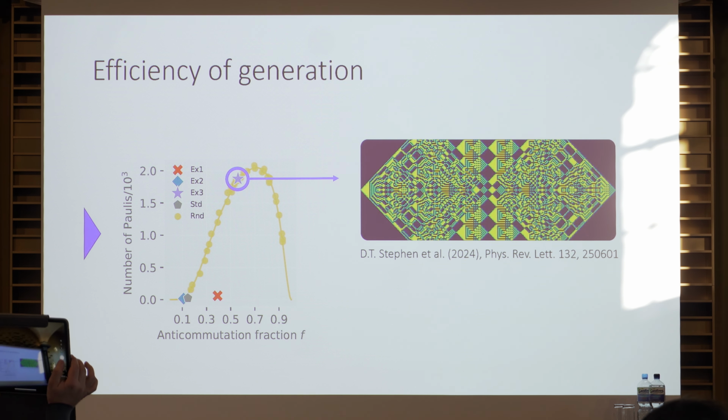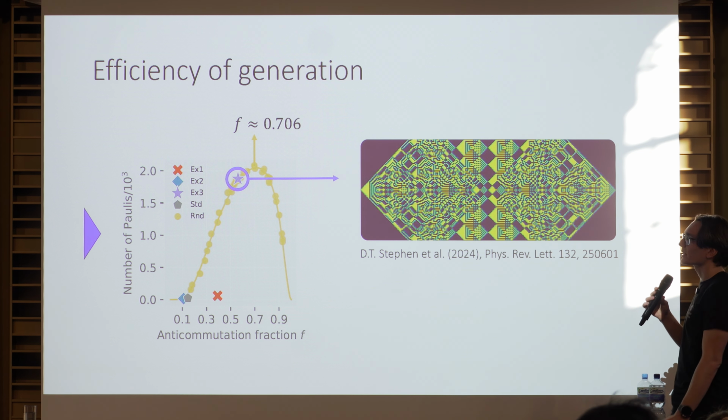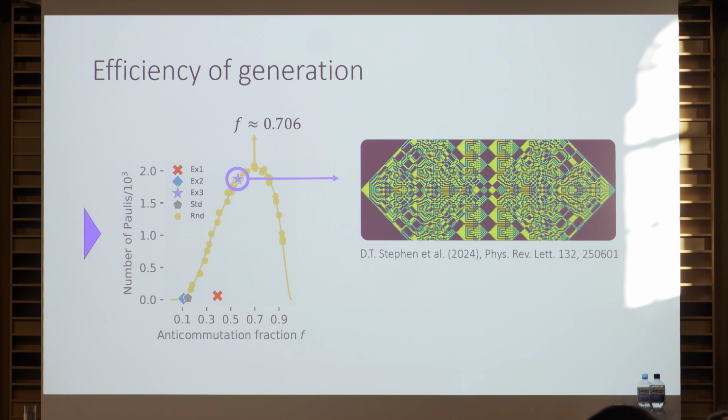You would think it's at 1/2, but it is not. The optimal fraction of how many generators you want to anti-commute with each other is about 70%. My intuition, as David's also, would have been around 50%, but it's apparently not. And there's actually an argument that you can make for why this is the case. I'm not going to make it here now.